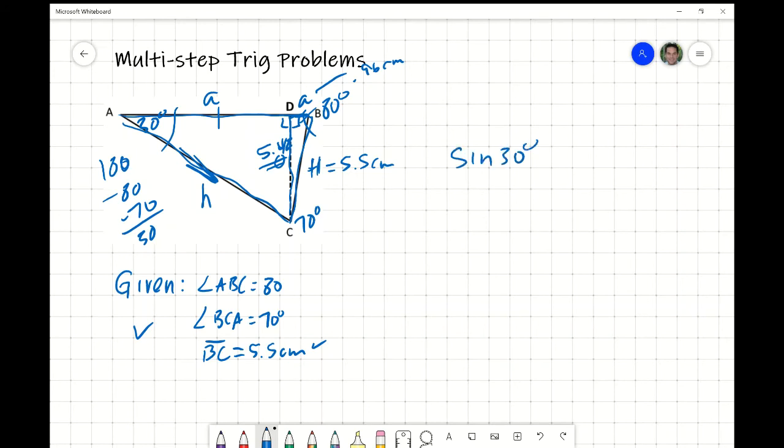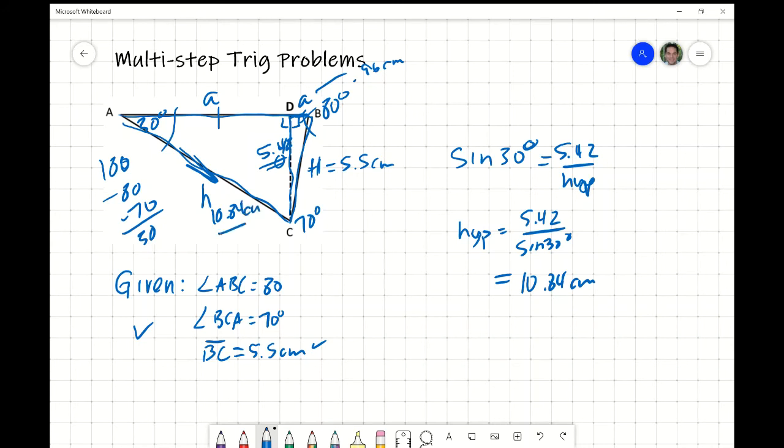Now we're changing gears to 30 degrees. In this case you have the opposite, which is right there, and you're looking for the hypotenuse. Remember, when the missing side is in the bottom, you're going to have division. So the hypotenuse is simply going to be 5.42 divided by sine of 30 degrees. When we run that through the calculator, it turns out to be 10.84 centimeters. So we found that side right there.